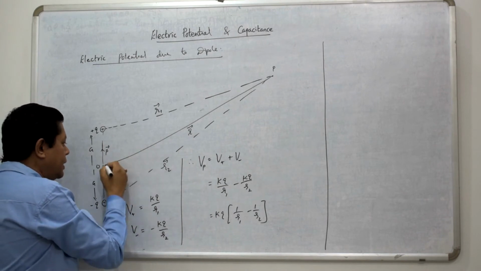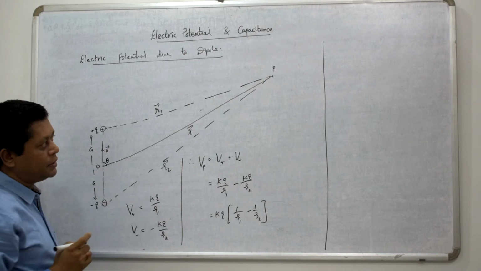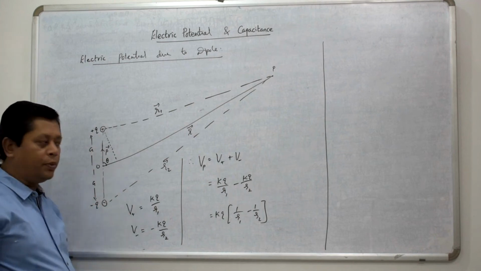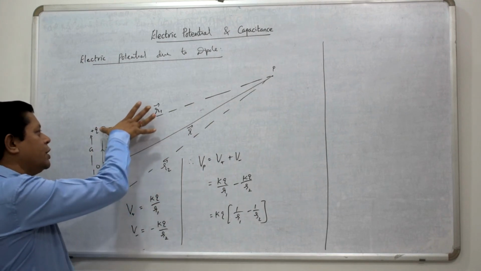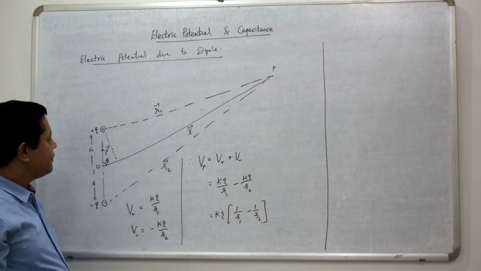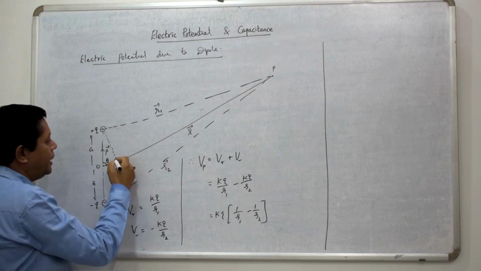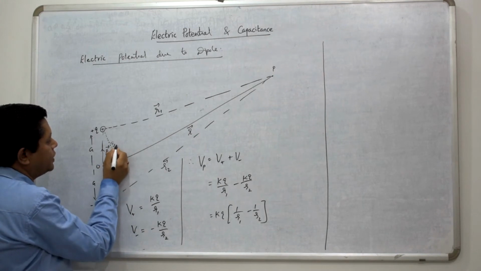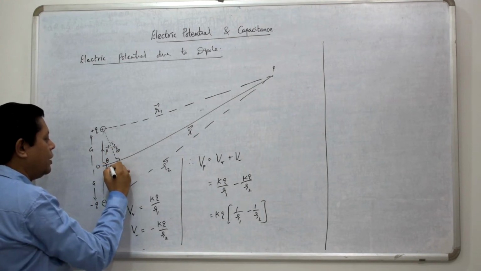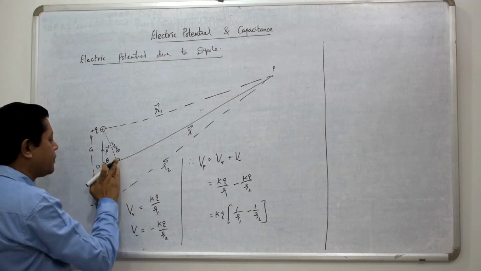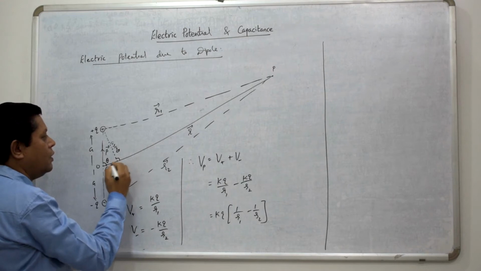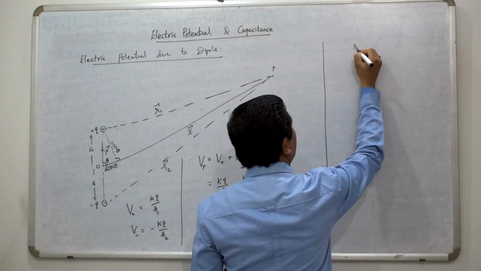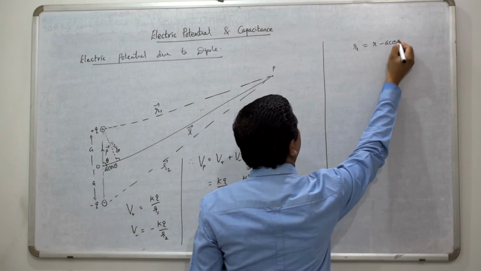Here the vector r makes a certain angle theta with the direction of dipole moment P. If distance r is much larger compared to the length of the dipole, then taking the projection of vector r1 on vector r, by drawing this perpendicular, the opposite side is a sin theta, and this value will be a cos theta. So you can write the value of r1 as r minus a cos theta.